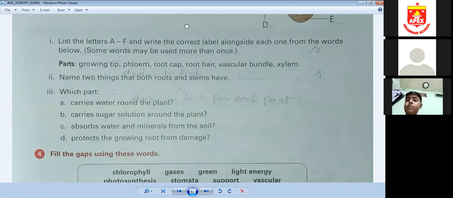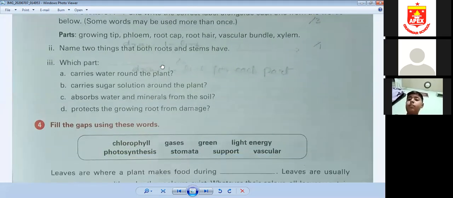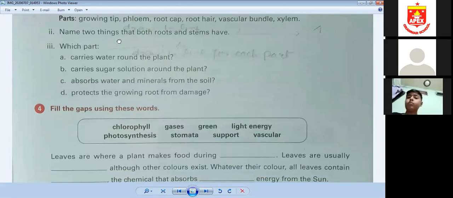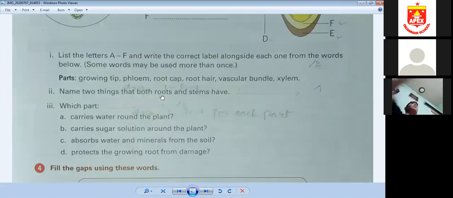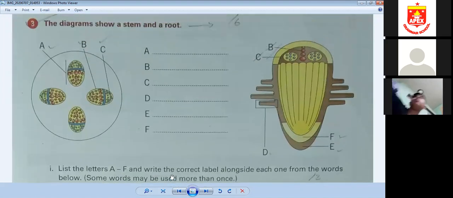Now we will discuss question number 2. What is question number 2? Look here. Name two things that both roots and stems have. So you have to find those things which are common in roots and stems. So what are these two things? The two common things are any two from xylem, phloem, and vascular bundles. If you observe the diagram, you can see it's a stem and it's a root.